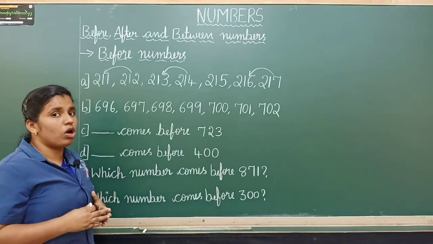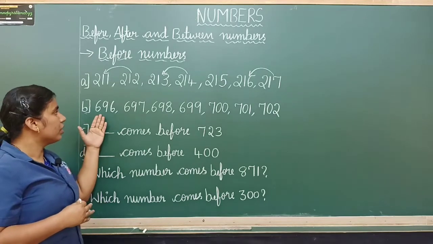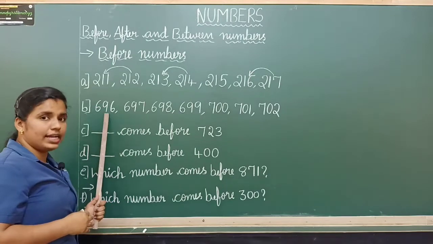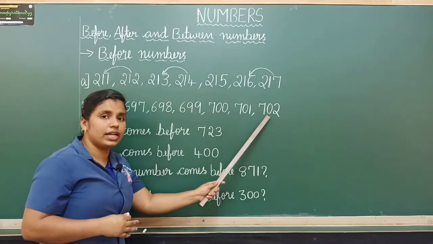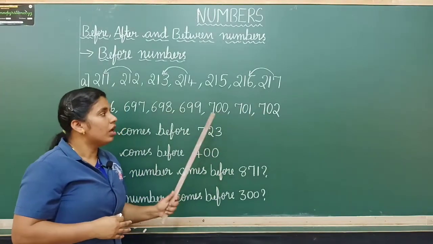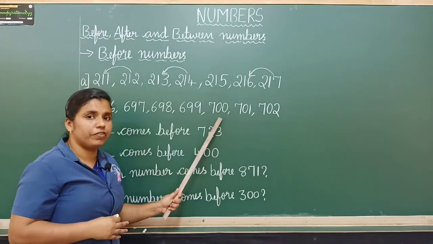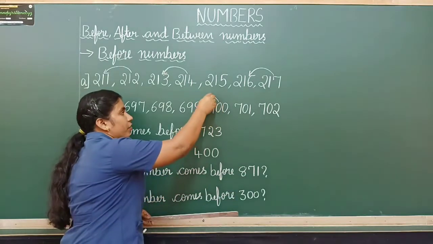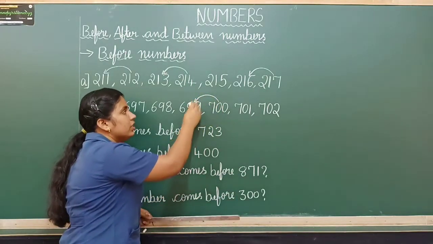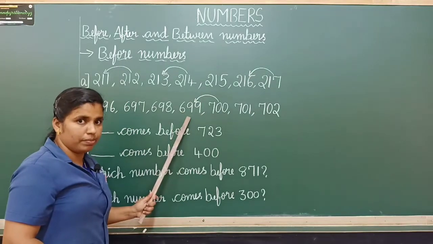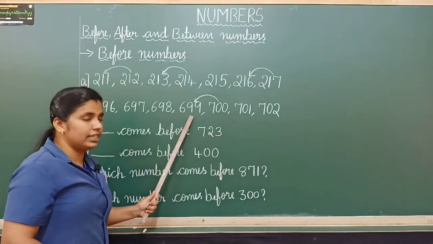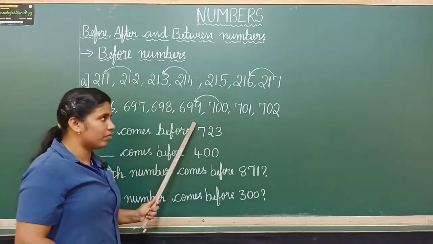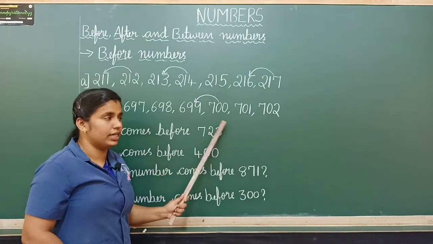Let us solve one more example. I have written numbers from 696 to 702. Which number comes before 700? Here, if you start counting backward, the first previous number is 699. Therefore, 699 comes before 700.